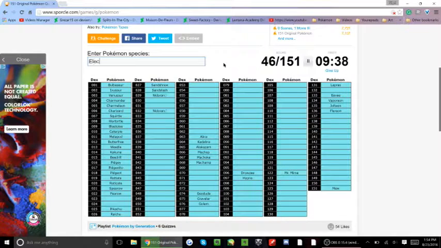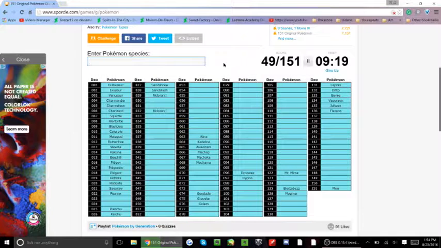Mime, Electabuzz, Magmar. So this is all going to be unedited, just so you guys can see I'm not finding a list anywhere or anything like that. I didn't memorize any lists ahead. These are just me knowing them off the top of my head.